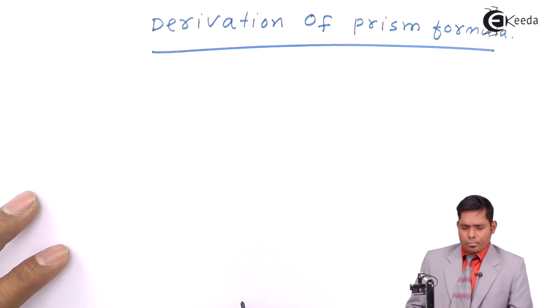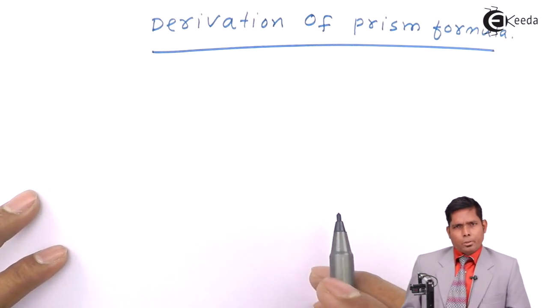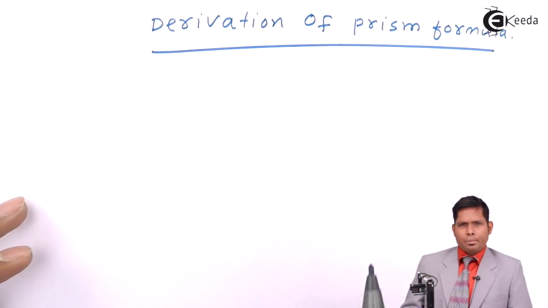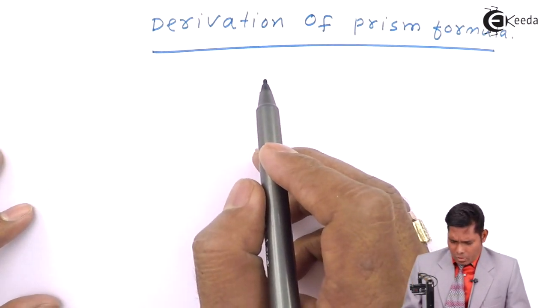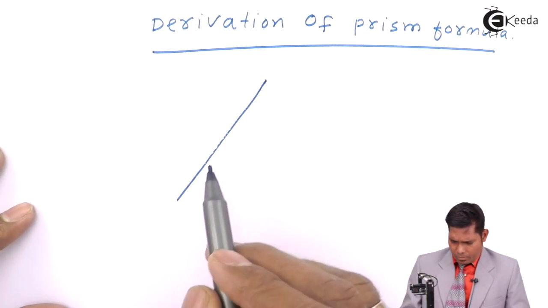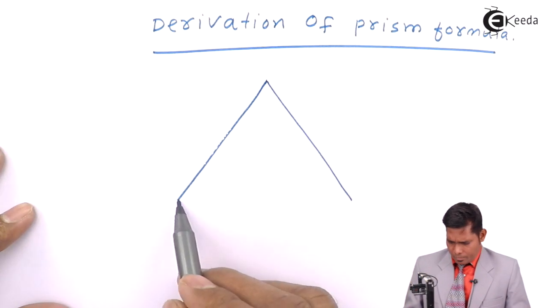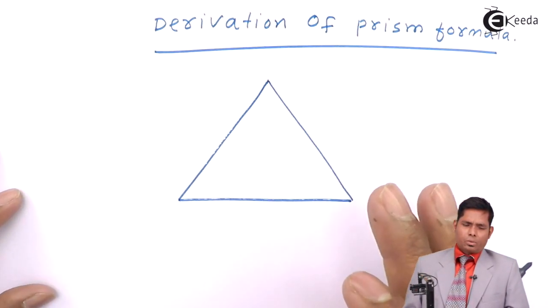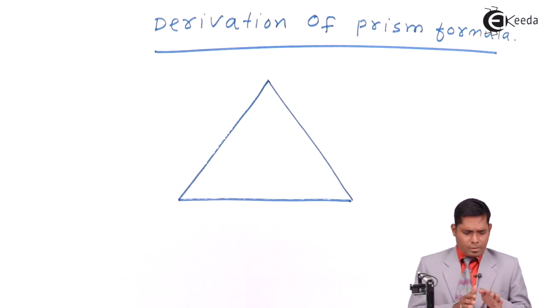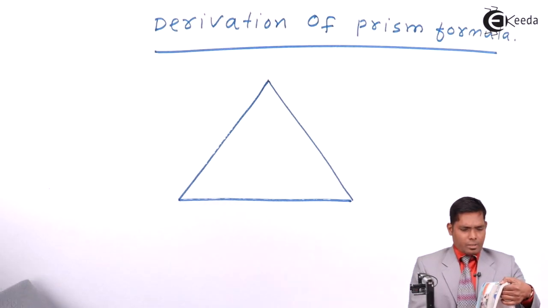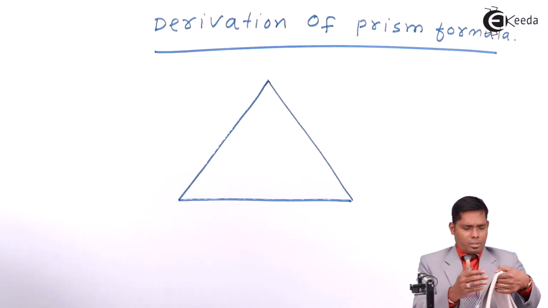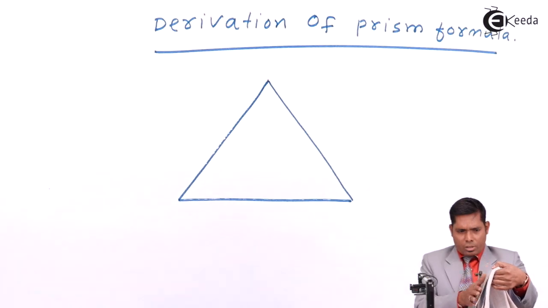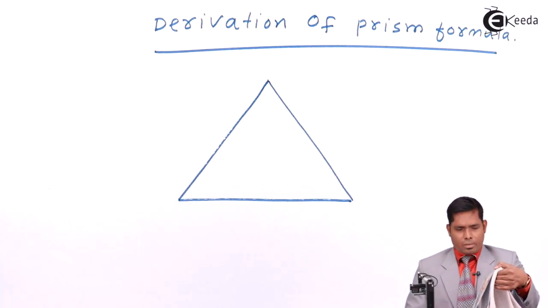First of all, we'll draw a prism, and then we'll derive the prism formula. Let us draw a prism. This is the principal section of the prism. The prism is like this type of shape. This is a triangular face, and this one is also a triangular face. These are rectangular, and the base is also rectangular.